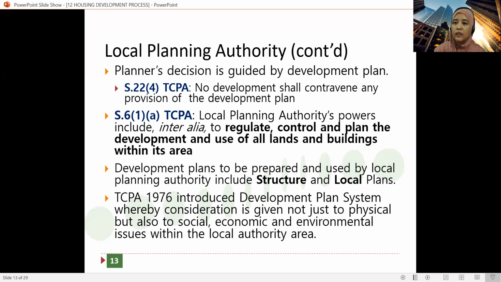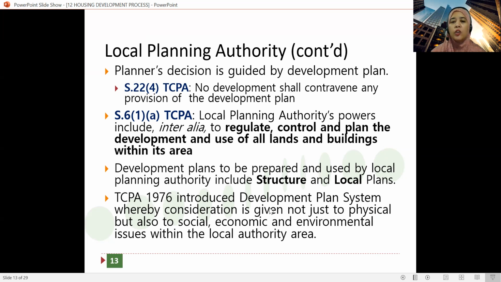But again, within the local authority area ada certain what we call certain pockets, certain tempat, certain areas, small pockets yang memerlukan special attention. Okay, these pockets of areas can be planned using special area plans. Contohnya sebab dia ada nilai warisan yang tinggi kawasan tu, so the developers can come up with a special area plan bertujuan untuk preserve the heritage value of that particular area. Contoh. Okay, so development plans to be prepared and used by the local planning authority include all those plans that I mentioned before. And TCPA 1976 introduced the development plan system.